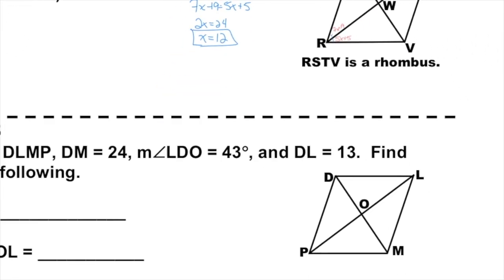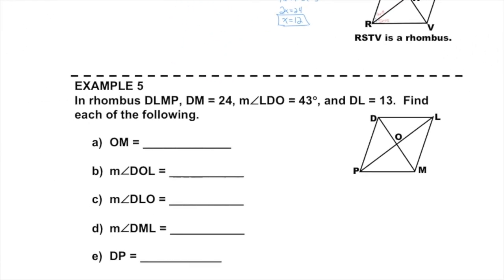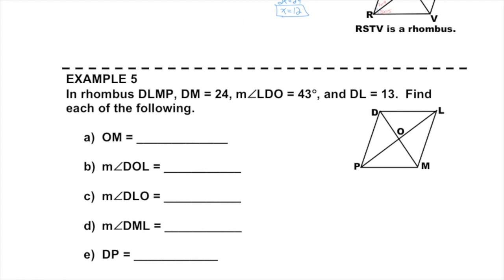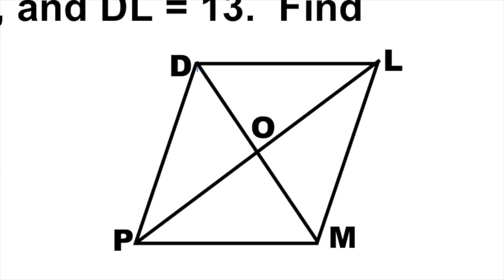Let's look at this last one. This is probably one of the more tricky ones. I have to look at it really hard to get it sometimes, but filling it out is really going to be the important part. It says D to M. This whole diagonal from D to M is 24 units.